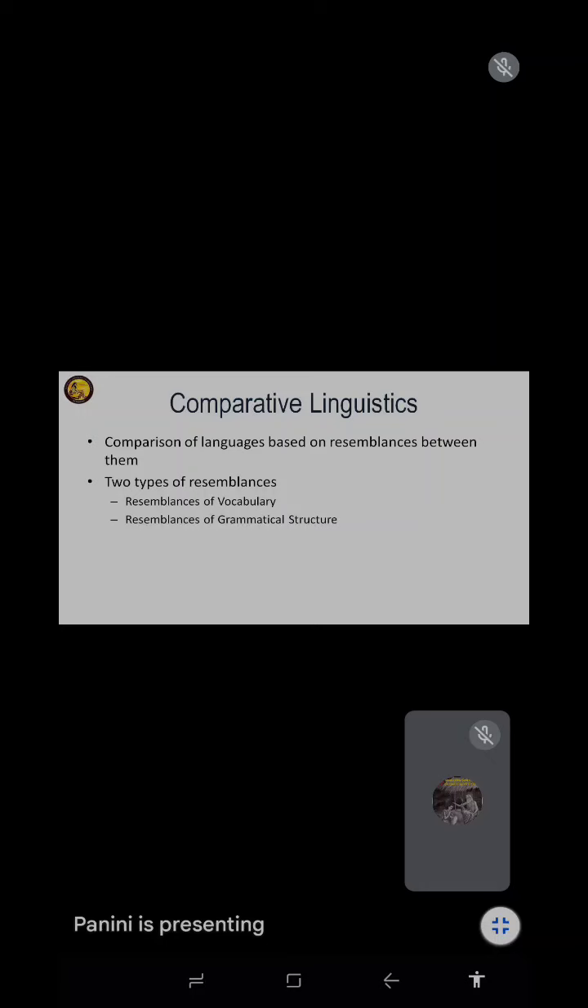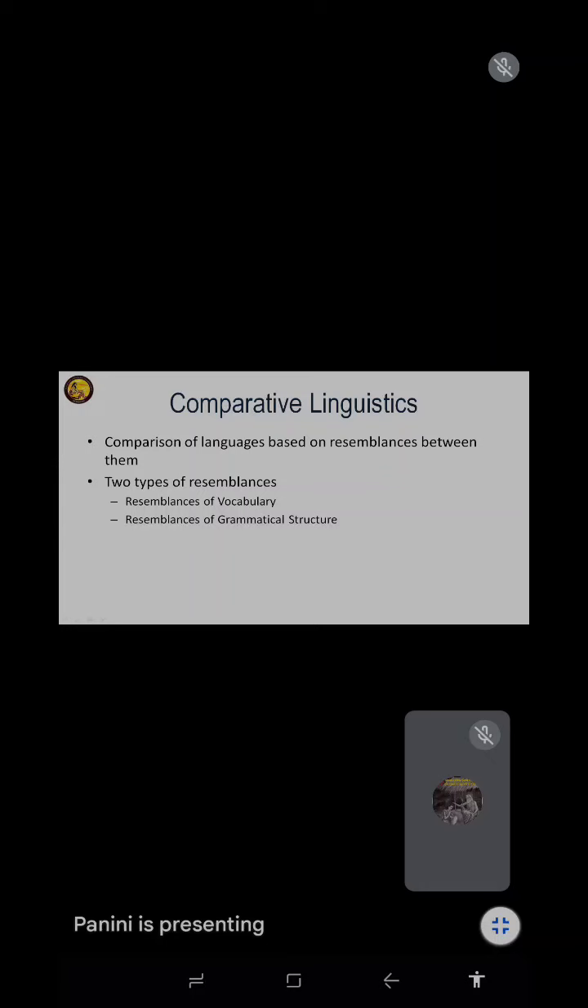Now in comparative linguistics, how do you compare, on what basis? There are two bases. One is resemblances of vocabulary, meaning the words you are using in different languages appear to be the same or similar. Another is resemblances of grammatical structure, that is, how the words are used in a language. Structure means how it is used, the way it is used, whereas vocabulary means only the word meaning. Grammar means when it is used, how it is used, the form, the changes. So this is called the grammatical structure. We will be explaining more.